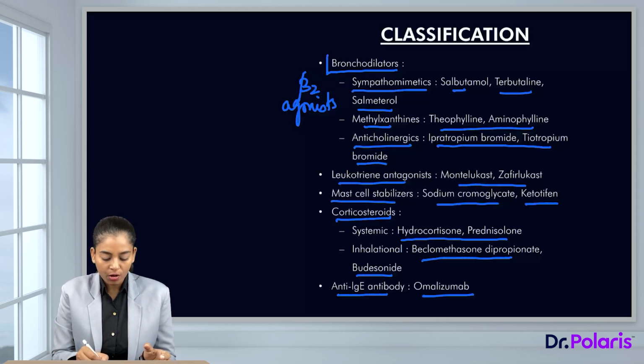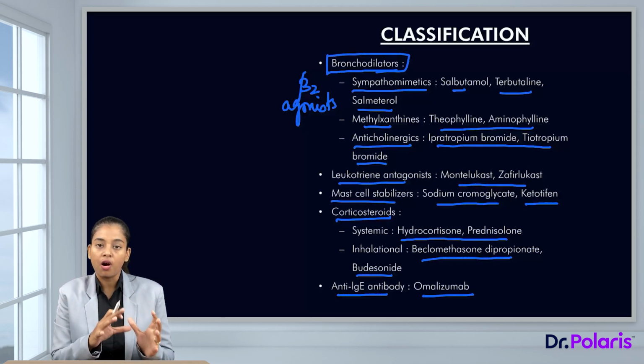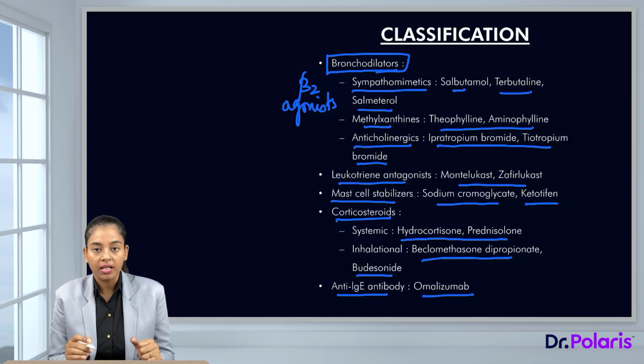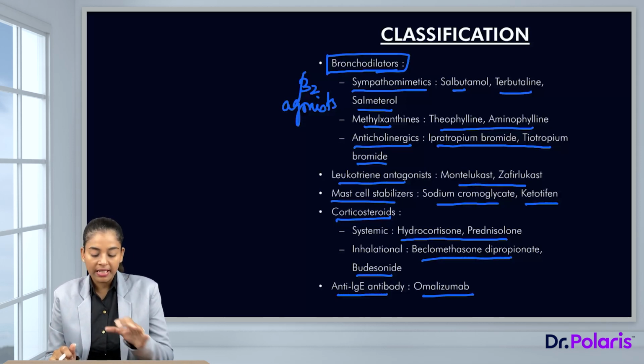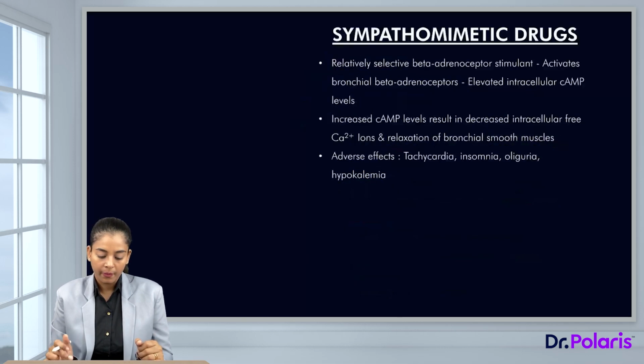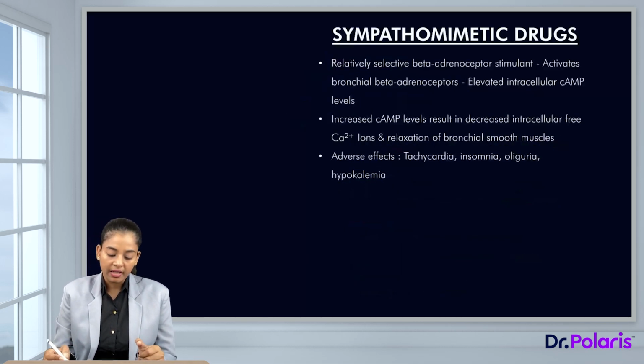So why the name bronchodilators? Because these drugs act on the receptors or on some enzymes which are present inside the bronchus. That is why they are called bronchodilators. So we'll see each one of them separately. Sympathomimetic drugs, they are nothing but beta-2 receptor agonists.